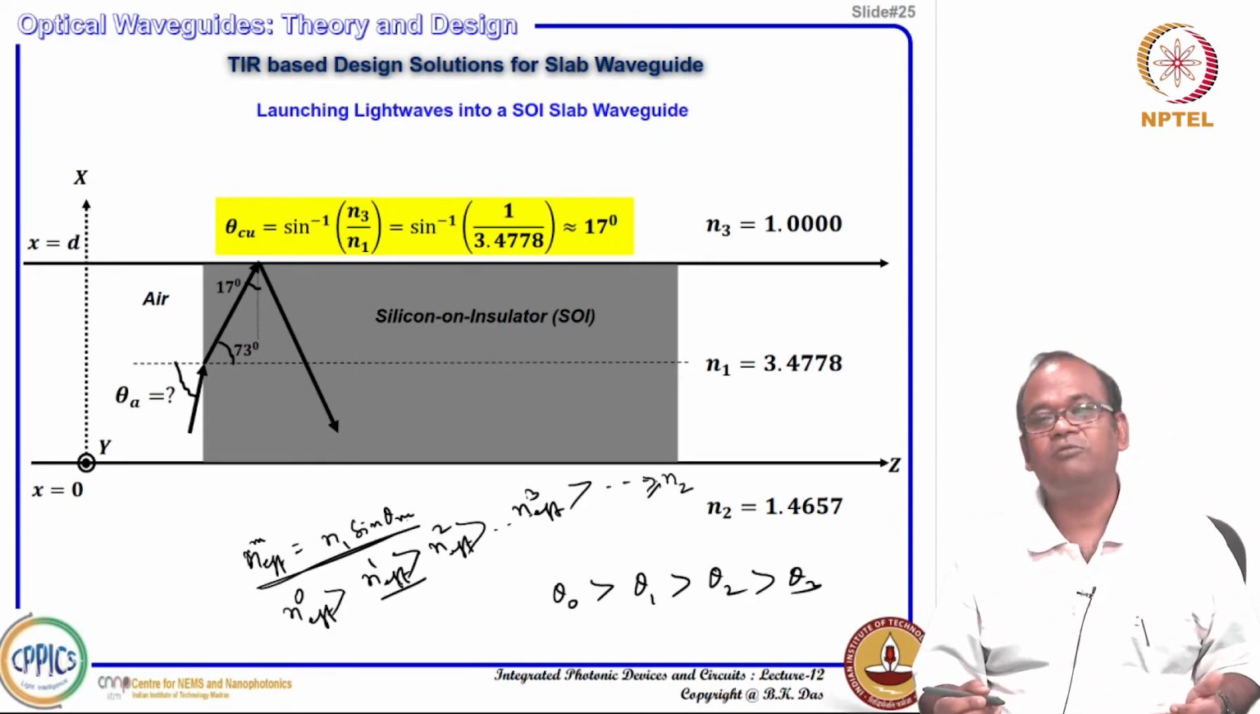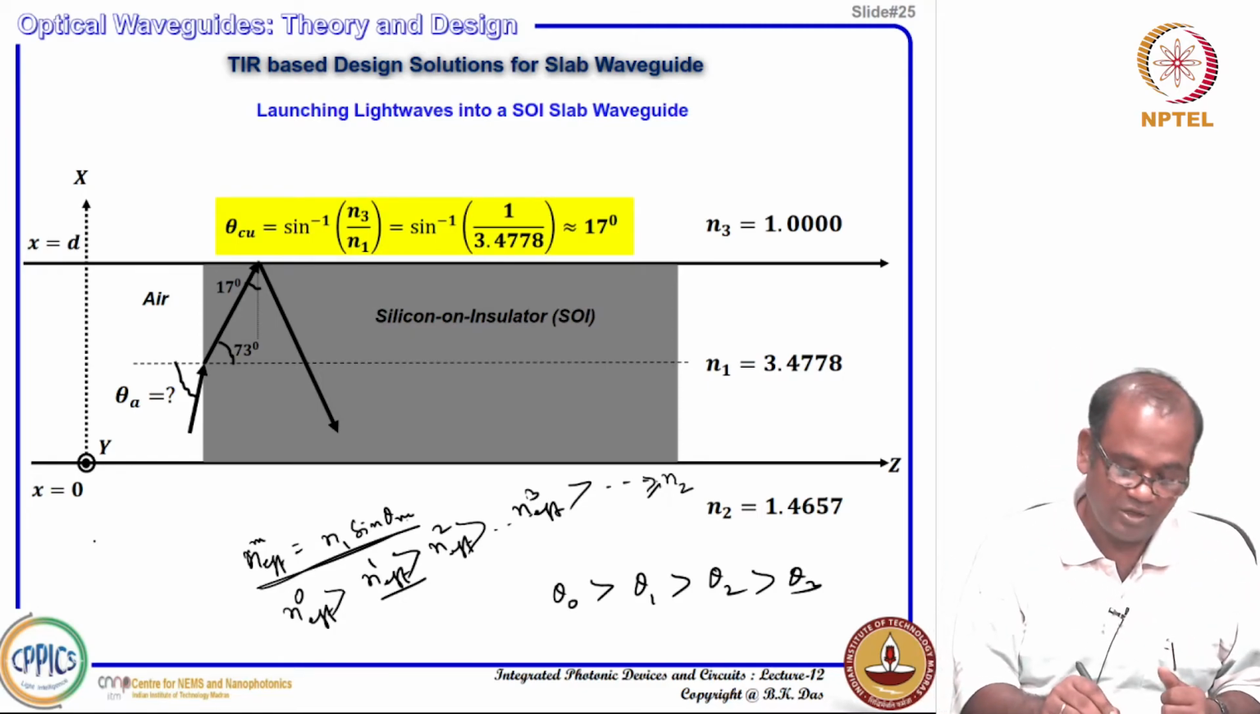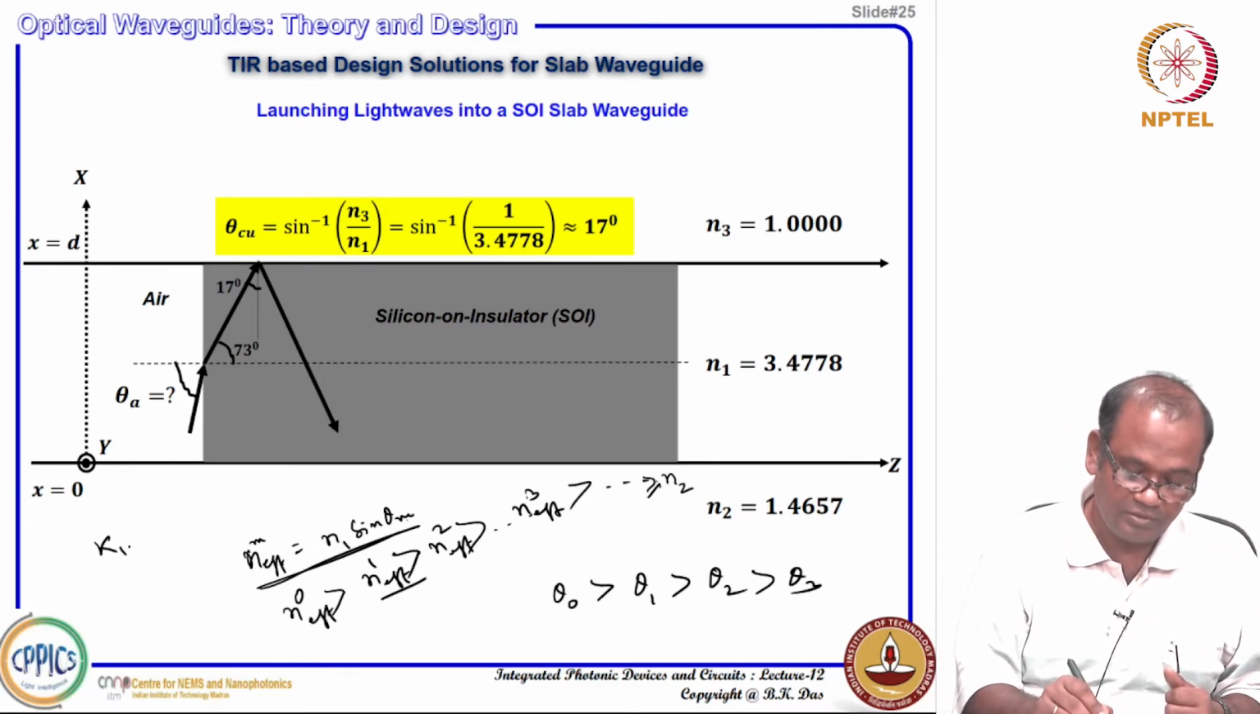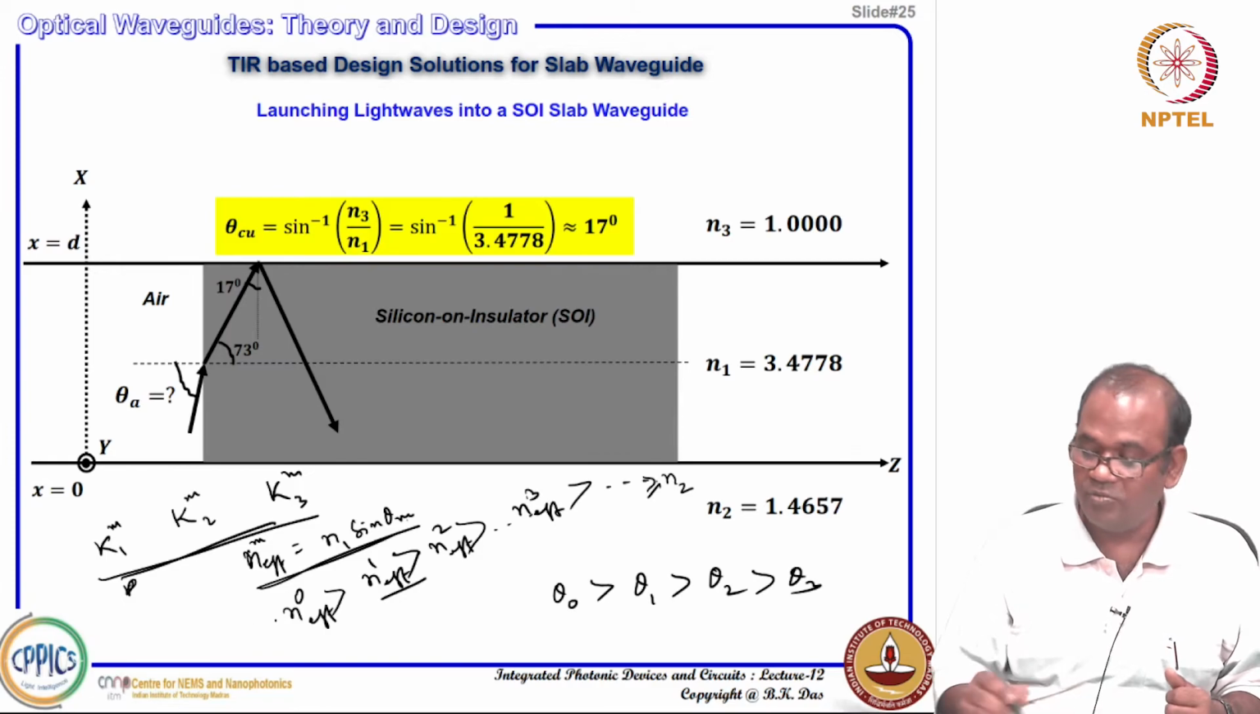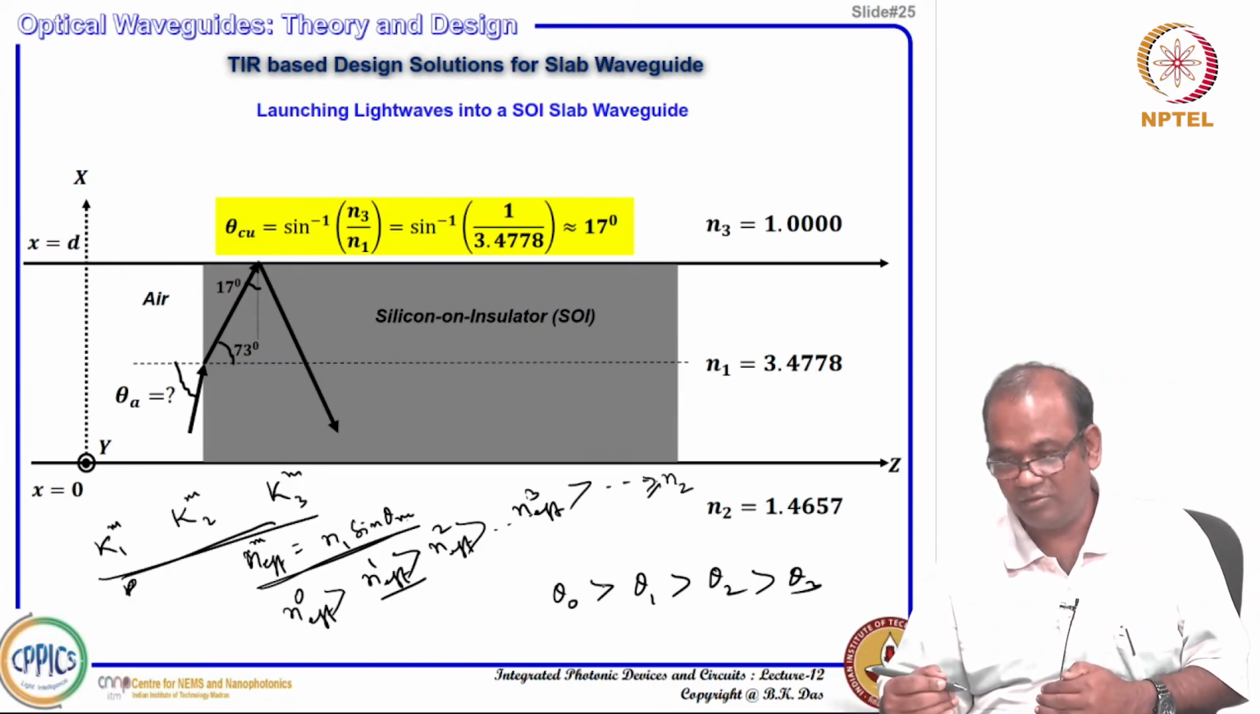Once we know how to calculate n effective, you can find out what kappa 1 m is, and again what kappa 2 m and kappa 3 m are, because they are actually involved in the field distribution we have shown earlier.